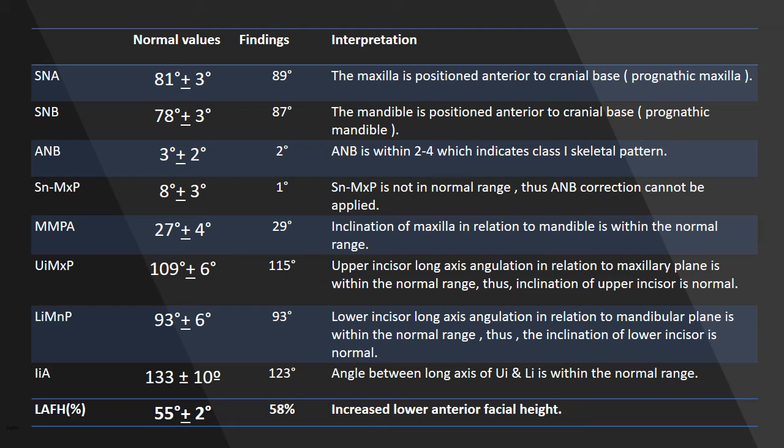The UIMXP, the upper incisor angulation in relation to maxillary plane, is 115, which is in a normal range, so the inclination of upper incisor is normal.